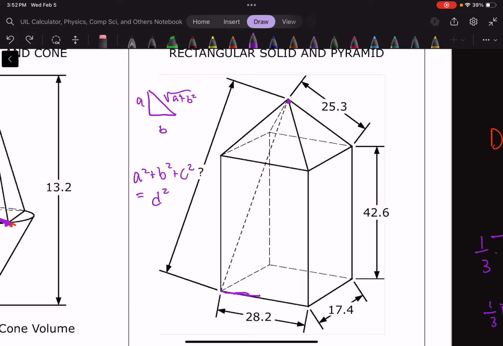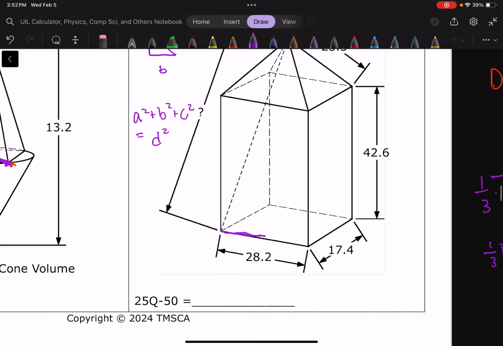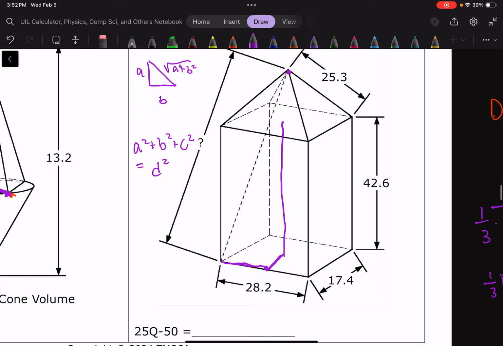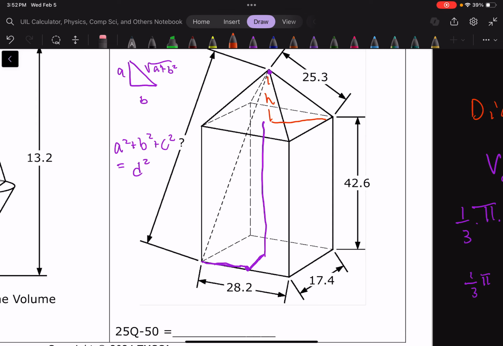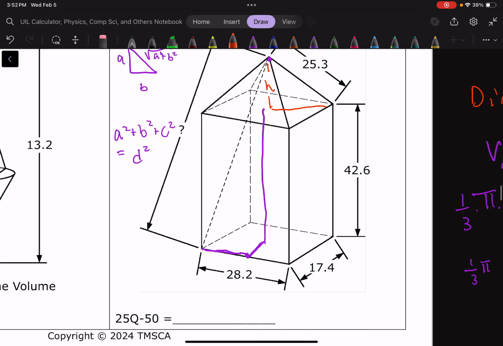So the first distance we're going to go is going to be half of 28.2. The next distance we're going to go is going to be half of 17.4. Then we're going to go up this distance, 42.6. And lastly, we need this height here for our pyramid. So how do we get that height? Well, it turns out we're going to need to do another Pythagorean theorem with this. Golly, this test is so elaborate and tedious. So how do we do that?